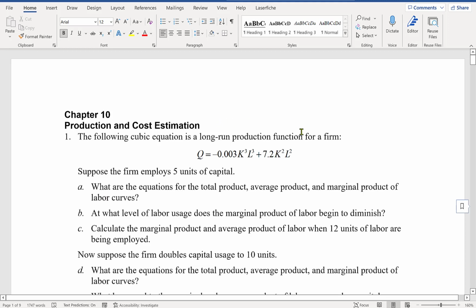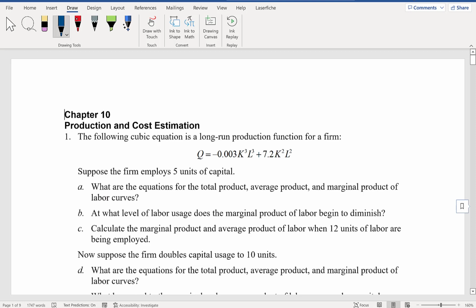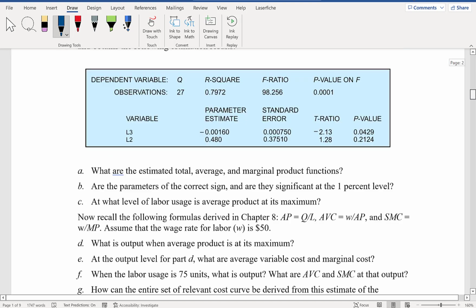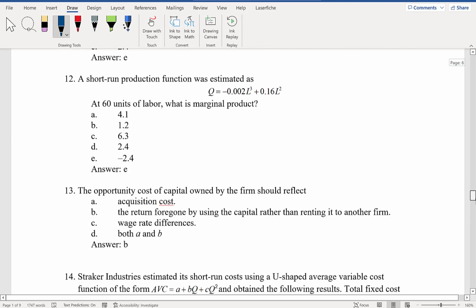Hello everyone, this is chapter 10 problems, and in this part we will solve problems 14, 15, 16, 17 and 18. So without further ado, let's go to those problems.